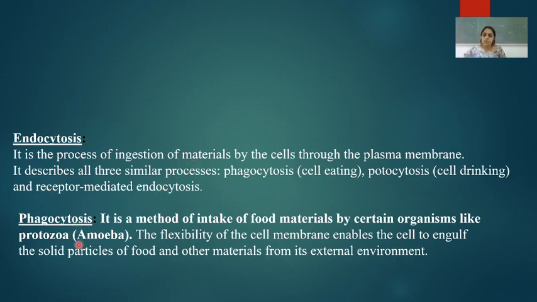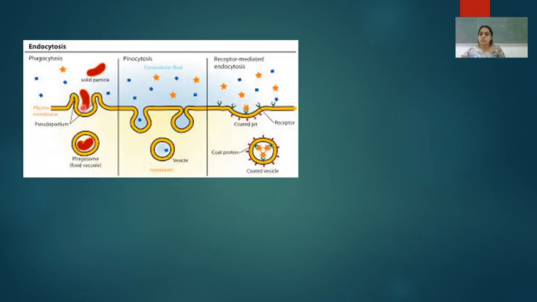Coming to phagocytosis, it's a method of intake of food materials by certain organisms like amoeba. The flexibility of the cell membrane enables a cell to engulf solid particles of food or other substances from its external environment. So here's a picture. This is phagocytosis, where solid particles are engulfed, and that's how a food vacuole is formed. And pinocytosis is cell drinking, of minute particles. Receptor mediated endocytosis we'll learn more in higher classes, where receptors will be there, a particular substance will bind, and that's how clathrin protein vesicles will be formed and taken inside.